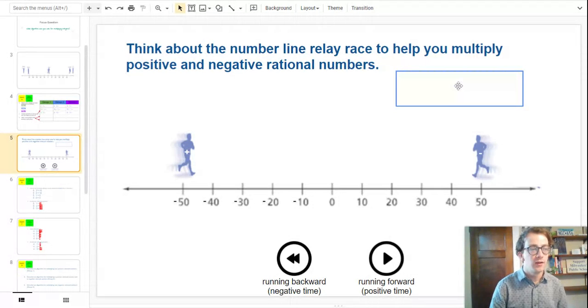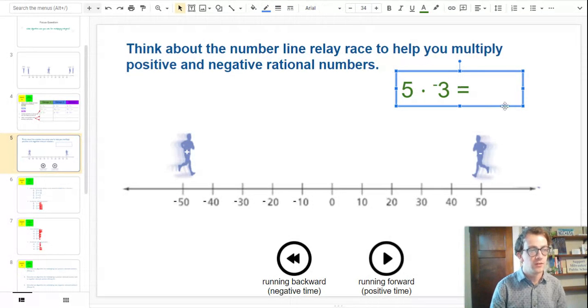Let's talk about, for example, what if we had this number sentence right here, and we need to figure out how to multiply 5 times negative 3. Remember that dot between two numbers? That's a different type of multiplication symbol. So 5 times negative 3. All right. Whenever we're multiplying, I want you to think about the first number telling you how fast the person's running, meaning in 1 second, how many meters are they going? So if it's positive 5, that means every second they are going to be running positive 5 meters.